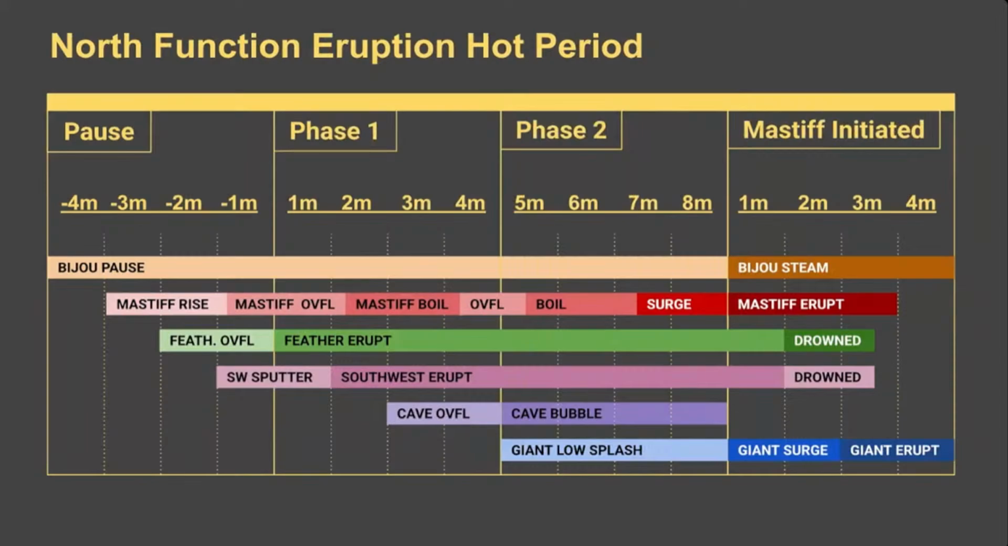And so in this case, instead of giant surging triggering the eruption, you get mastiff erupting first. And mastiff will usually erupt anywhere from 1 to 3 minutes before giant joins in. You'll see giant start to surge along with mastiff, and just haven't been mentioning bijou too much, but bijou will go into steam pretty much as soon as mastiff starts to erupt. So it's going to be loud steam phase, and then when this happens, you can also get eruptions of catfish. So mastiff initiated with the north function strong hot period.